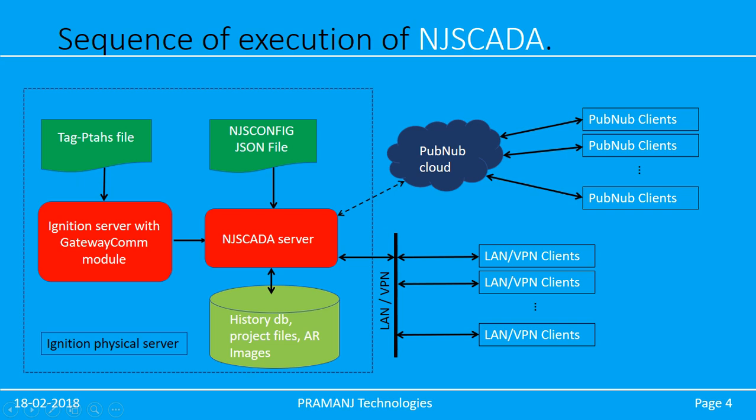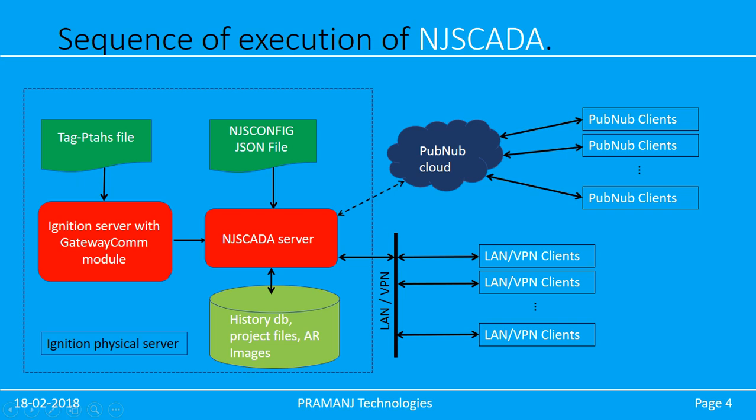Sequence of execution. The Ignition server, when it starts, reads a tag path file which defines all the fully qualified tag paths of all the tags that are going to be displayed on the NJ-SCADA clients. It could be AR-SCADA clients or mSCADA clients. The tag path file also defines the remote dashboard parameters to be displayed on the remote clients.